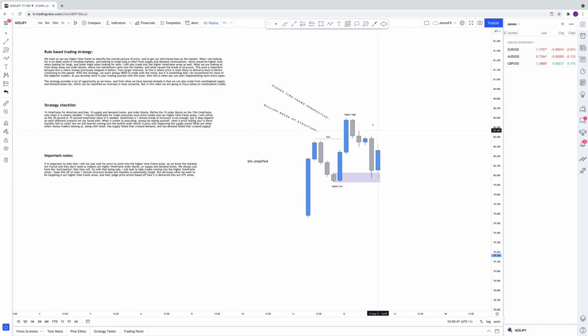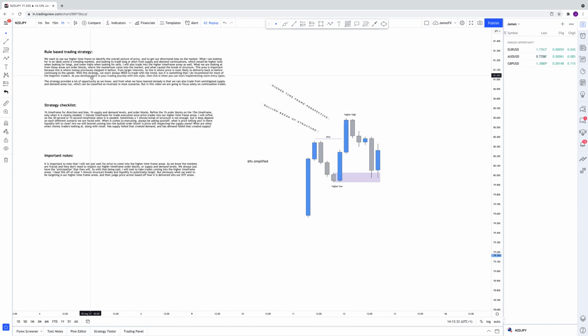Okay, so this is very textbook, and it's a perfect setup. They won't always be this perfect, but this is like bread and butter. This is what we want to be looking at for continuations. Okay, and as I said here, what caused the break? So you can see that caused the break from this move here. Okay, so this area is important because this is where money previously stepped into the market from larger interests. So this is where price is most likely to come back to and mitigate before continuing to the upside. Okay, so this is where we want to be looking for our entries.